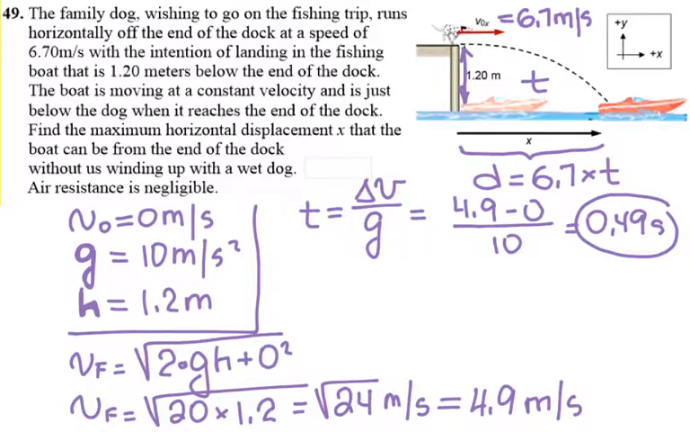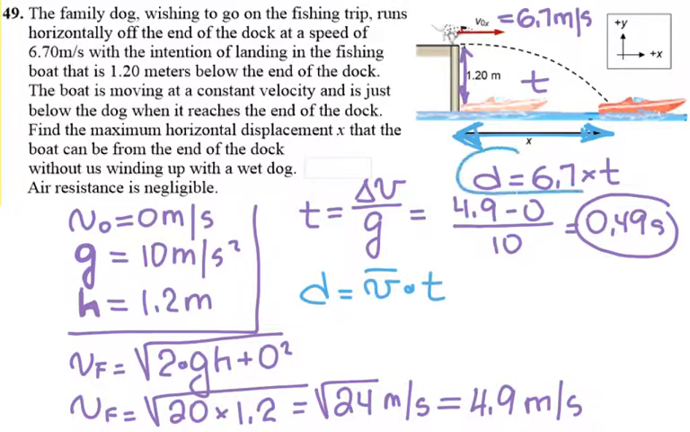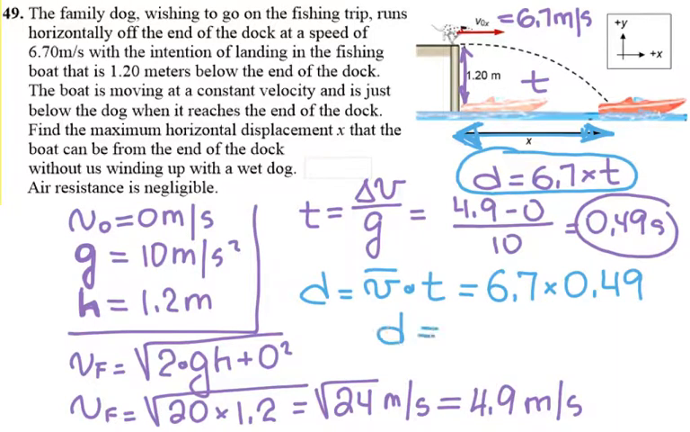So if I need to figure out the distance now, so I want to know what this distance is, I'm going to make it maybe in blue. So this distance. To figure out this distance, I need dog's average velocity times the time. So I'm using this formula, dog's average velocity times the time. So I have 6.7 times, I'm going to round it to 0.5, 0.49. So the distance is equal to 3.35 meters.